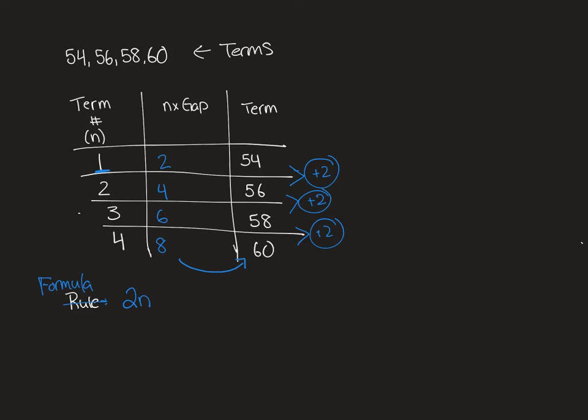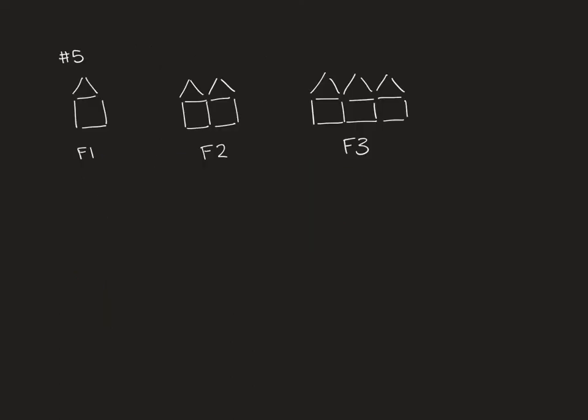So 2 plus 52 is 54. 4 plus 52 is 56. 6 plus 52 is 58, and 8 plus 52 is 60. So the second part of our formula is that we also need to add 52. Okay, so that's how you would take a sequence, put it into the chart, and then come up with your formula, 2n plus 52.